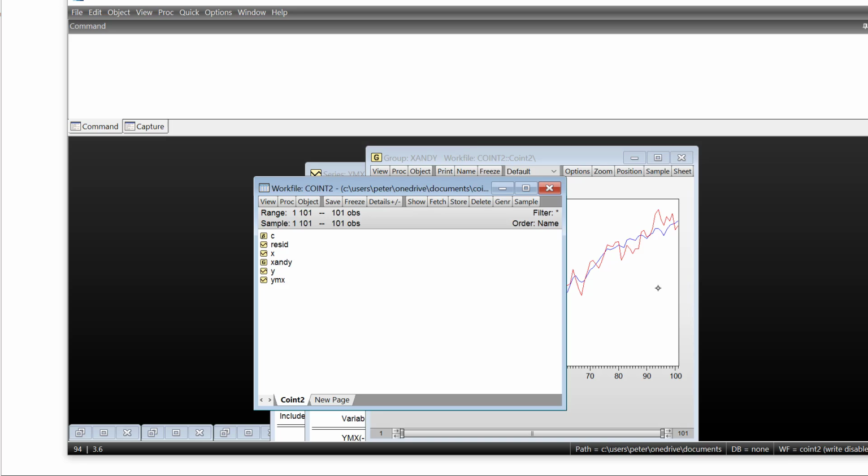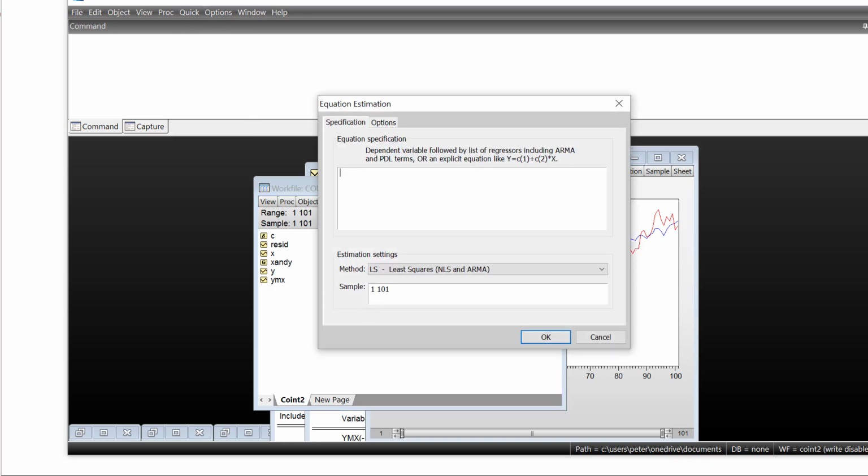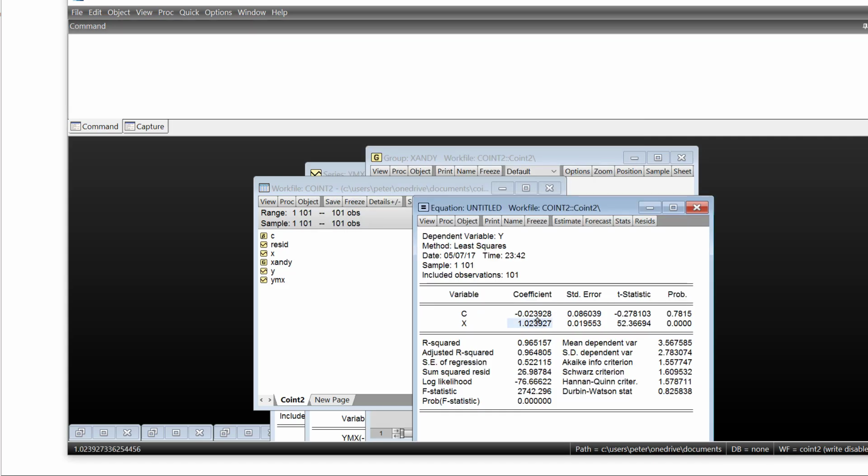So this was my data, which was cointegrated. I knew that my cointegrating parameter was 1, but we can actually estimate it. So just a quick estimate equation, and all we have to do is y c x. Here is my estimated cointegration parameter. Keep in mind that this only works if the time series are cointegrated.